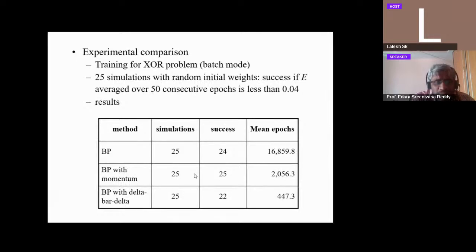So, for example, experimental comparison training for XOR problem, batch mode. 25 simulations with random initial weights. Success if E averaged over 50 consecutive epochs is less than 0.01. See here, method: only simple backpropagation, simulations 25, success 25, and mean epochs are 16,000. With momentum, 25, 25, and epochs are 2,000. With delta bar delta, 25, success is 22, and number of epochs is 447. So you must decide what percentage of error and what time is acceptable.